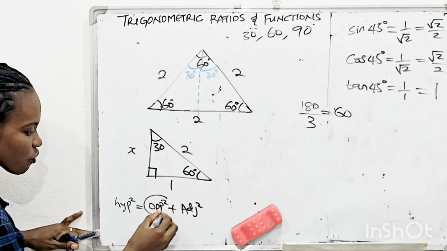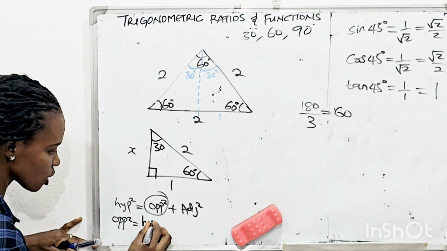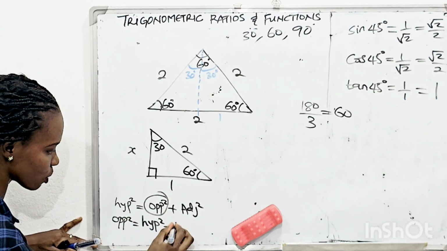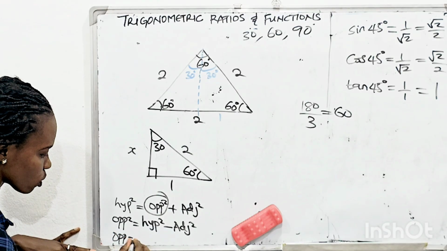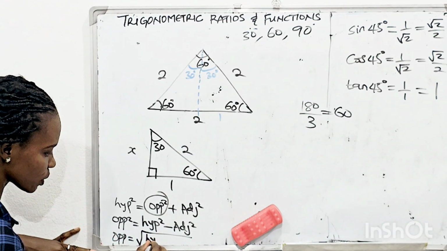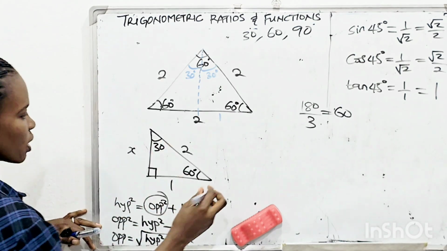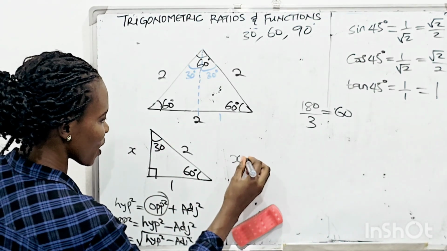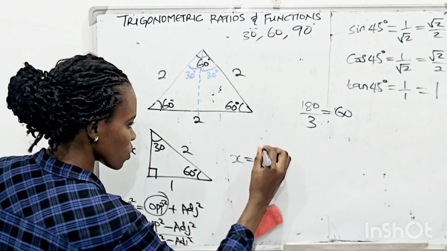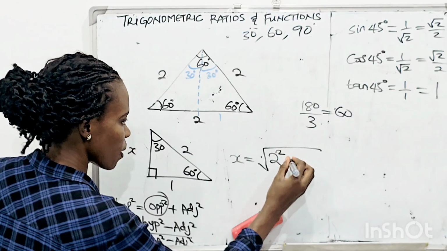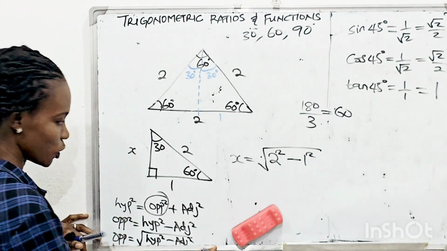So if I'm now looking for opposite, it will be opposite squared is equal to hypotenuse squared minus adjacent squared. Which means that opposite is equal to the square root of hypotenuse squared minus adjacent squared. So let's use this here. My x will now be equal to the square root of 2 squared minus 1 squared. Are you getting it? Good.